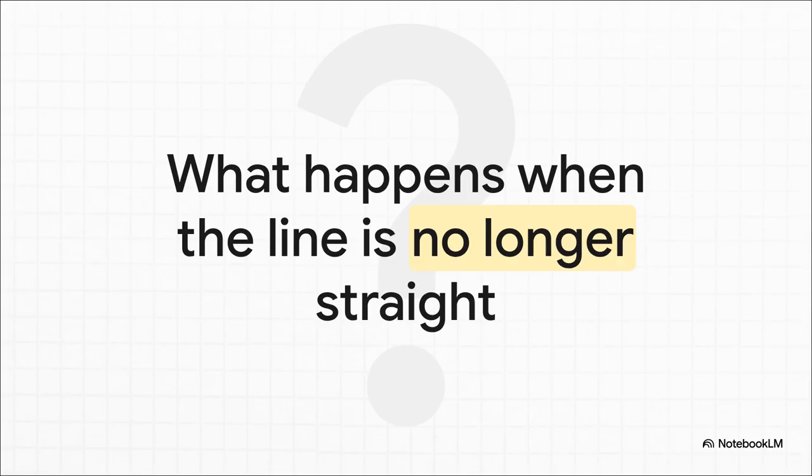So we've pretty much mastered the story of steady, constant motion, the world of straight lines. But let's be real. The real world is more complicated. Things speed up, they slow down, they accelerate. So what happens when the story gets complicated and the line on the graph is no longer straight? Well, that's a story for another time.